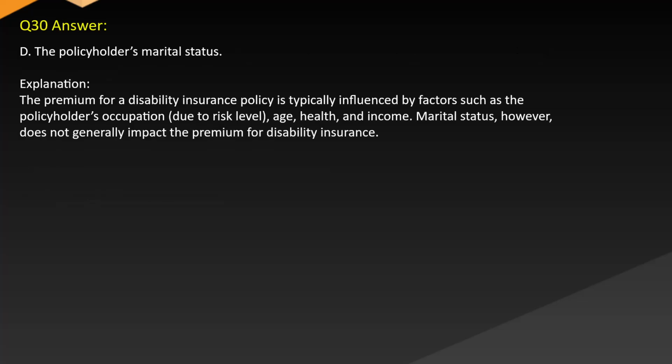Answer: D. The policyholder's marital status. Explanation: the premium for a disability insurance policy is typically influenced by factors such as the policyholder's occupation, due to risk level, age, health, and income. Marital status, however, does not generally impact the premium for disability insurance.